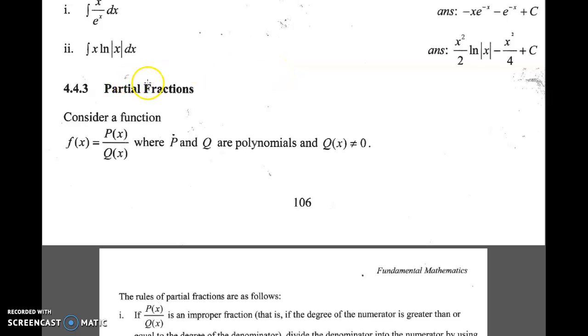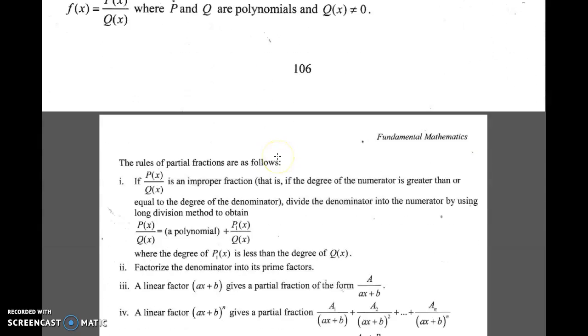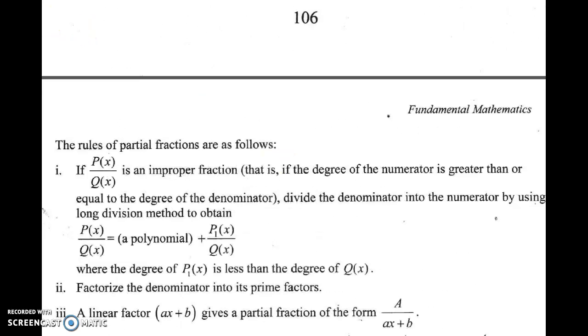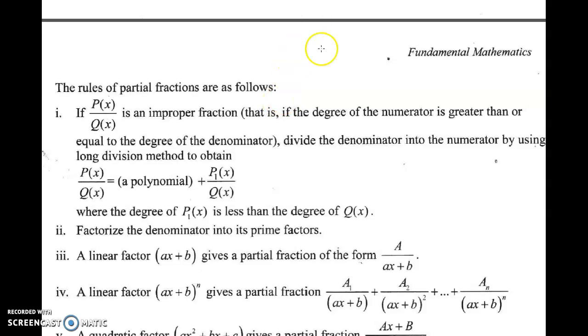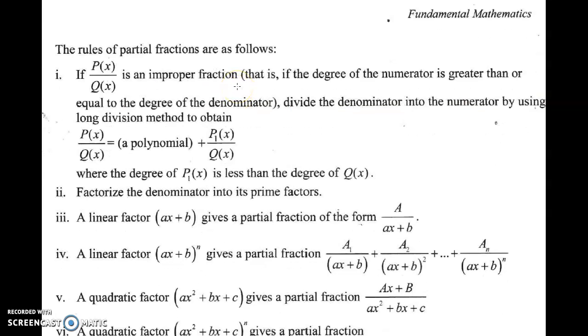In other words, partial fractions is used to simplify the functions that involve division like this. So consider a function that consists of two functions. We have the first function over the second function, where of course the second function should not be equal to 0. Then the rules of partial fractions are as follows.